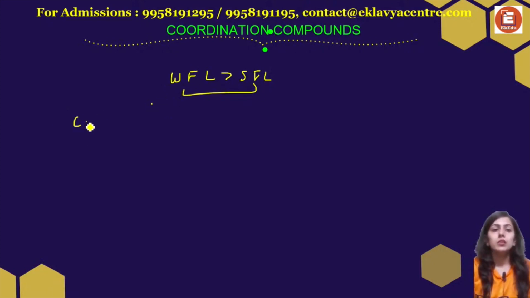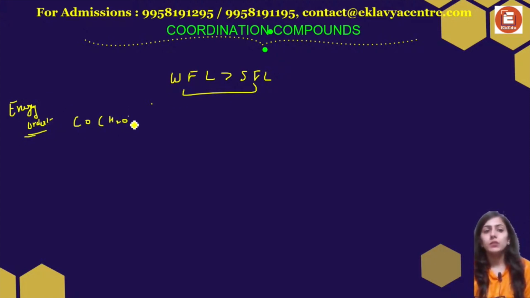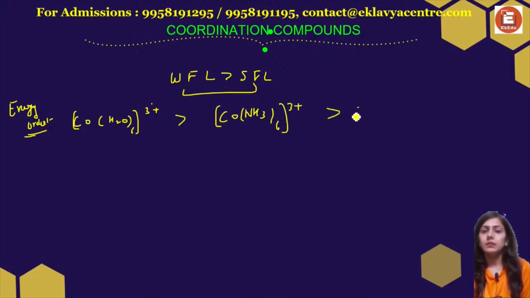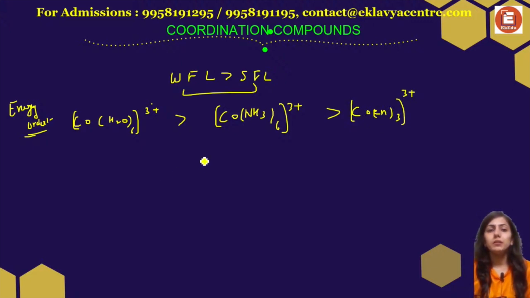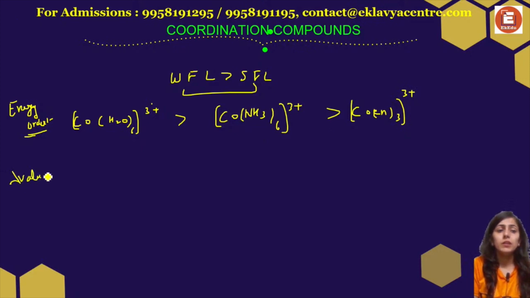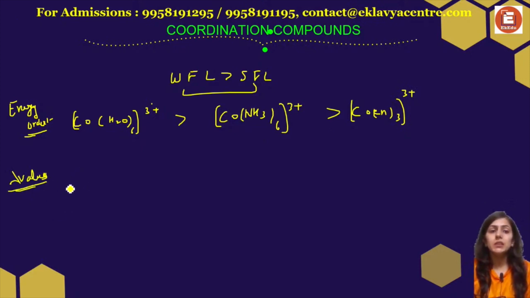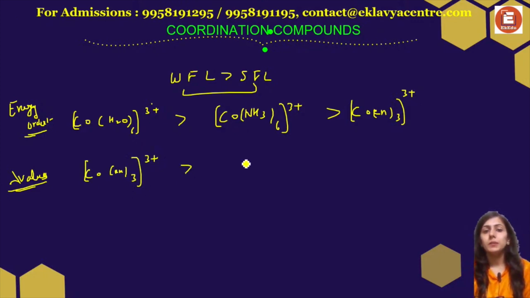So the energy order will be highest for Co(H2O)6 3+, and out of ammonia and en, we know that en shows chelation, so it's the strongest ligand. So this is the order of energy. Now what will be the order of lambda values? It will be the reverse, because we know that E is equal to hc by lambda. So this is the order of lambda. I hope this much is clear to you.